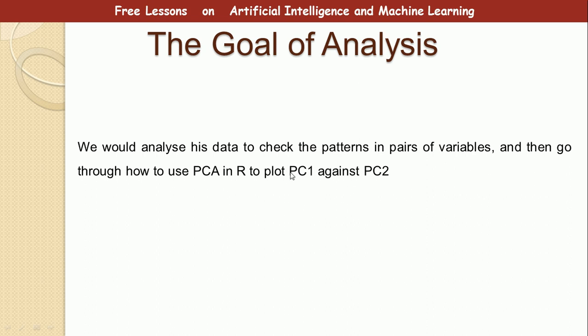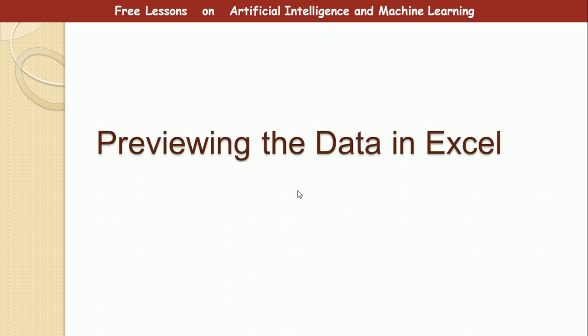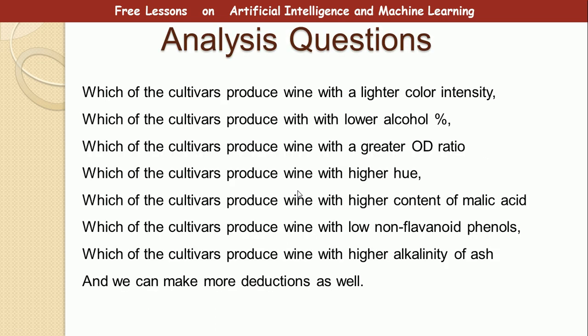Remember, the principal components are the features of the data that maximize the variance of this data. Alright, we've previewed our data in Microsoft Excel, and you see that it doesn't make any sense at all. Now, after analysis, the data is going to make sense, and we are going to answer questions like which of the cultivars produce wine with a lighter color intensity, which of the cultivars produce wine with lower alcohol percentage, and so on and so forth.